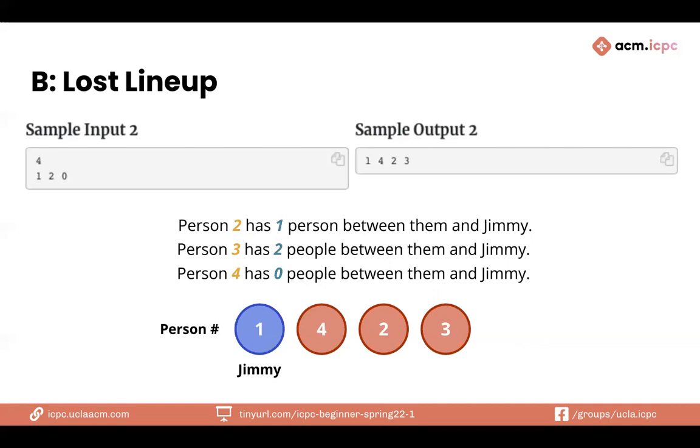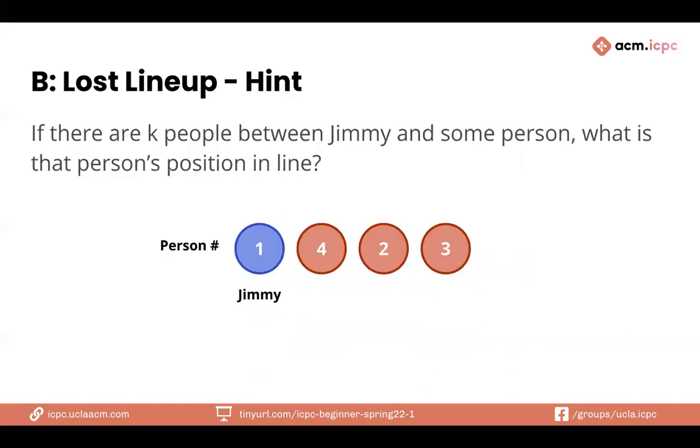The problem guarantees that there's going to be one unique solution. And here it is. We can see person 2 has one person between them and Jimmy. Person 3 has 2 people, people 2 and 4, between them and Jimmy, and person 4 has 0 people. Person 4 is just right behind Jimmy. So the whole concept of this problem is, if there are k people between Jimmy and some person, what is that person's position in line? If I'm in line and I know there are 2 people between me and Jimmy, where must I necessarily be in this line?